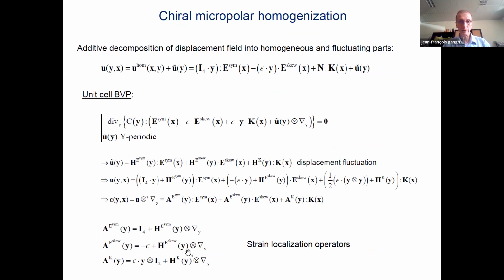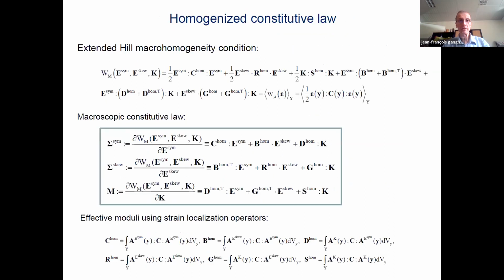And here we are using, in fact, the decomposition of the displacement with displacement localizators, which means that in turn the microstrain will be related to the macrokinematic variables with strain localization operators. Okay, so at the end of the day, we can compute using Hill macrohomogeneity condition the effective constitutive law, and we have some generic expressions for all this. Actually, we get 6 independent constitutive tensors.